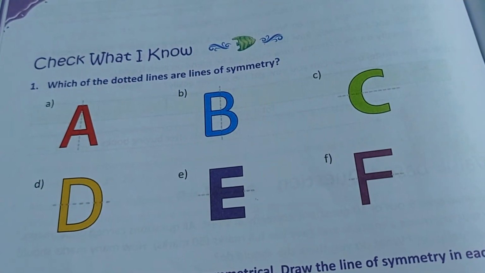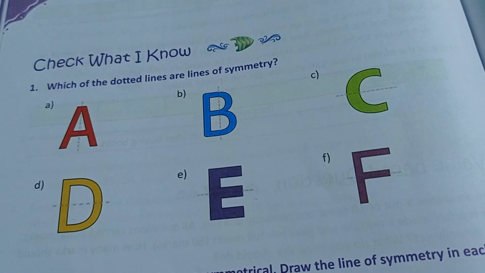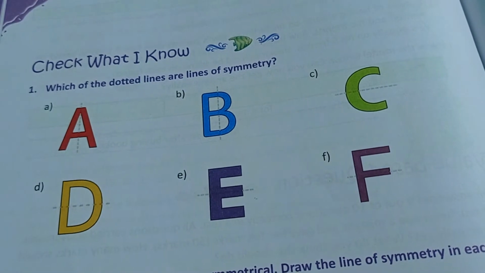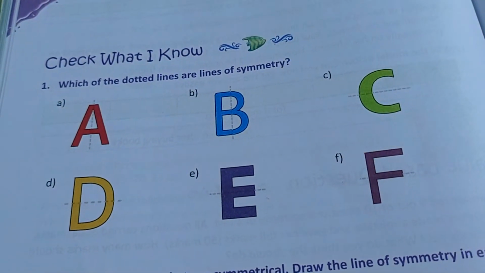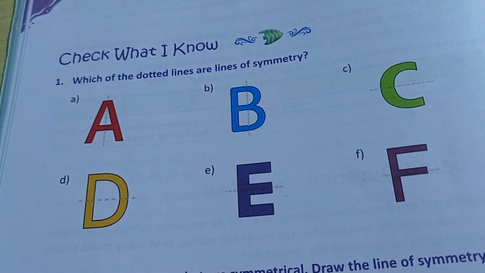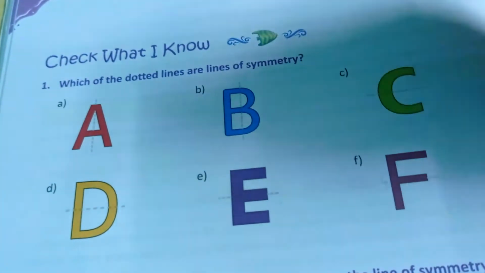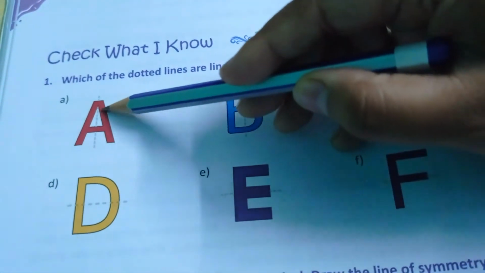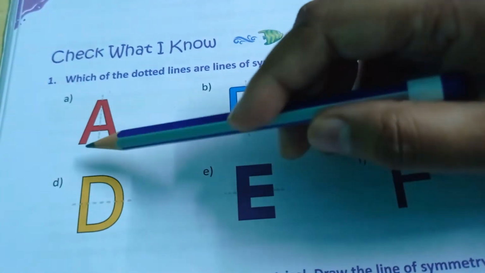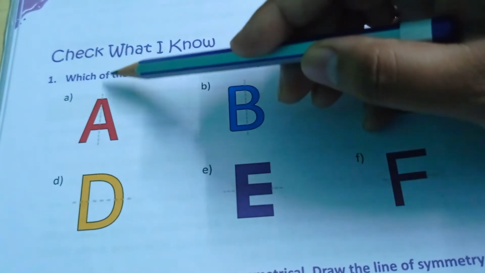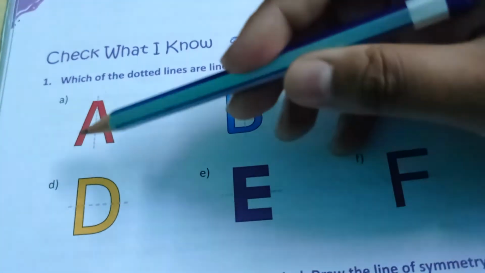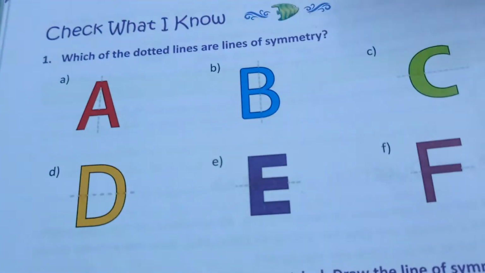A line of symmetry means the line which can divide or separate a figure into two equal parts. Like you can see this letter A. This line is making two equal halves of this A. So this line, which helps in dividing the figure into two equal parts, is known as a line of symmetry, and the figure is known as a symmetrical figure.